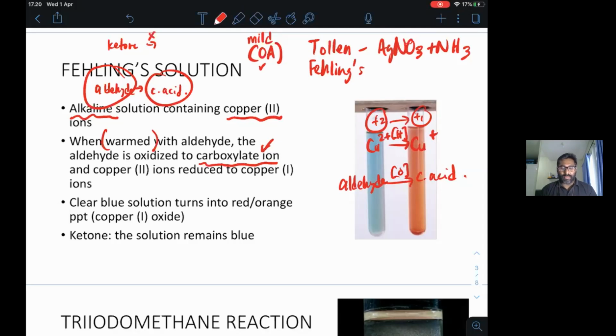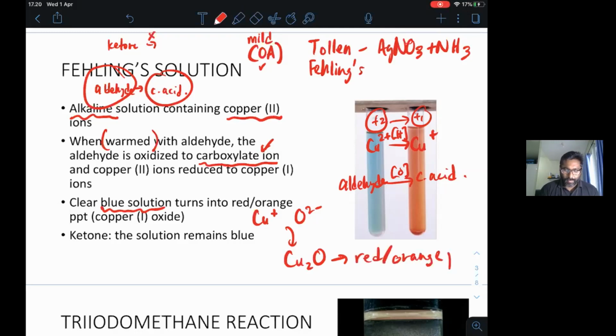So they change into copper plus. Copper 2 plus is blue, and then copper plus will form copper 1 oxide. Copper 1 oxide is Cu plus and O 2 minus, so it will give you Cu2O. And this is going to be a red or orange precipitate.